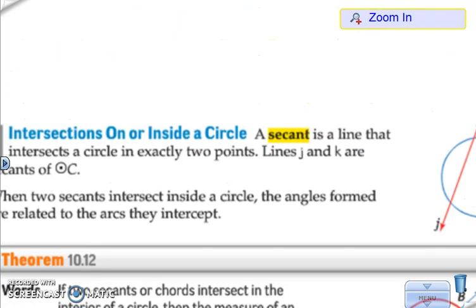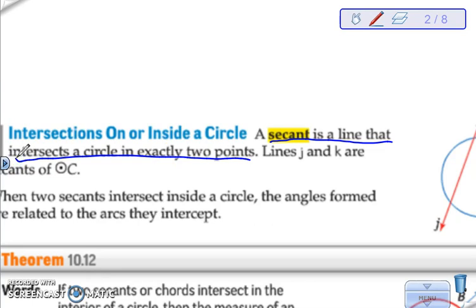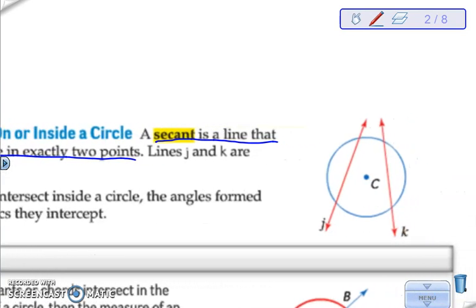So previously we discussed tangent lines, which are lines that touch the circle on the outside but do not cross through it. Secant lines intersect the circle at exactly 2 points, which means that our secant lines will cross through the circle instead of simply brushing up against it on the outside.